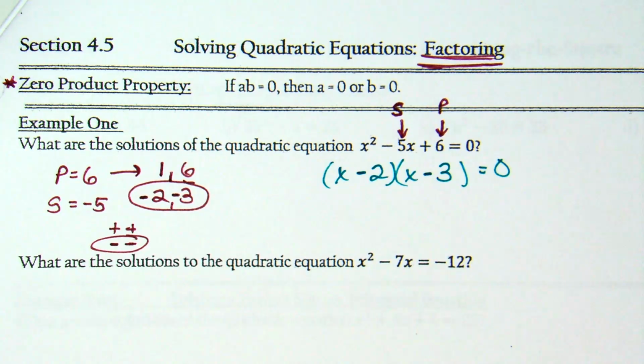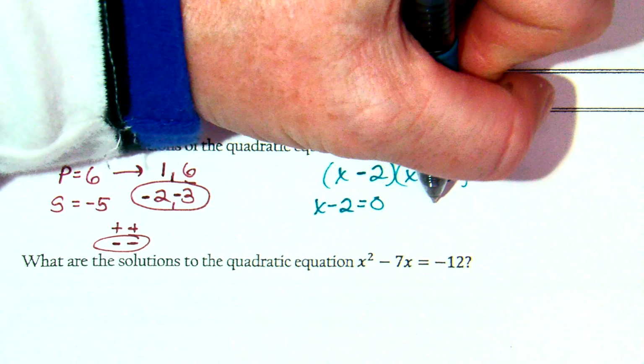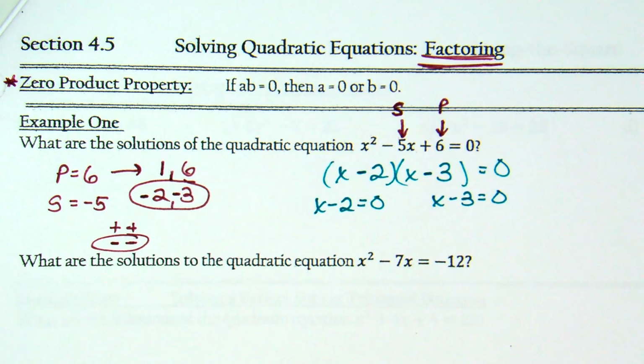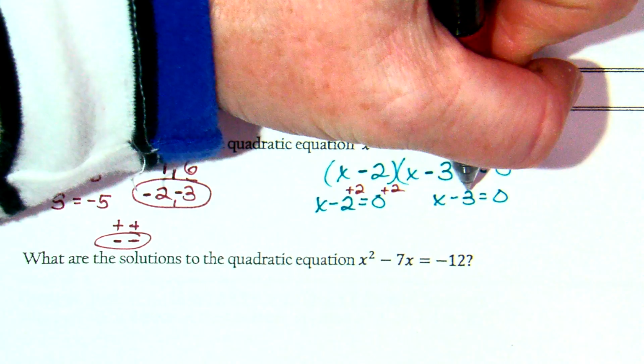Do you remember how to solve this? First of all, we don't want to FOIL, because if we FOIL, we're just going back to where we just came from. Zero product property: if 2 pieces multiply to equal 0, then one of them must equal 0, which means set each piece equal to 0. Either x minus 2 equals 0 or x minus 3 equals 0. Solve each of those, which you guys already did.